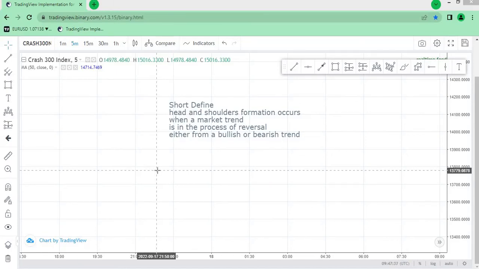So in today's video we are going to be discussing the head and shoulder pattern and how you can use this pattern to trade on boom and crash, guys. Now before diving into this strategy and how you can use it, we are going to be discussing three things today, guys: the strategy, the pattern, how you can use it to trade, and the confirmation you need to see before taking the entry.